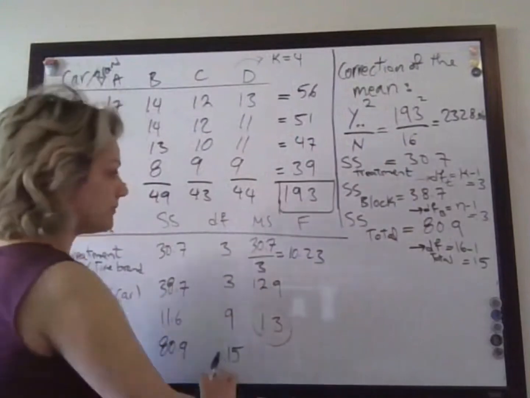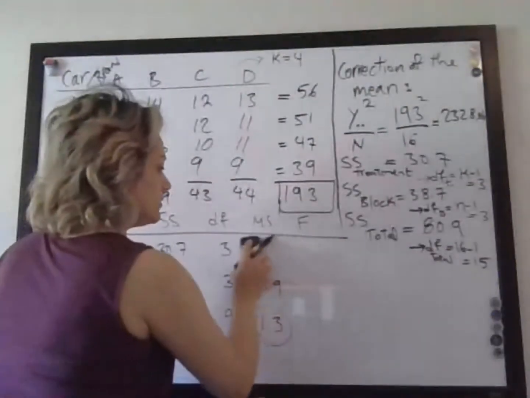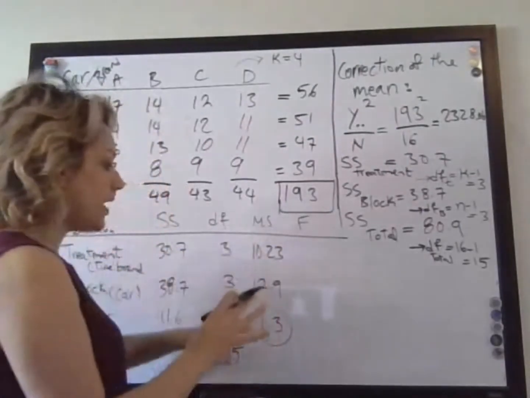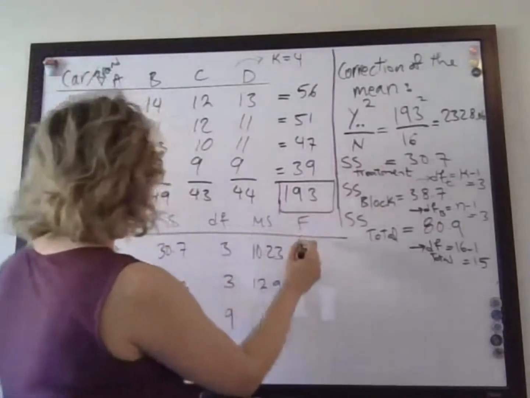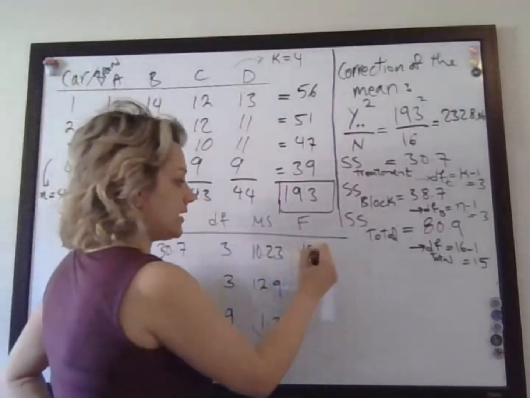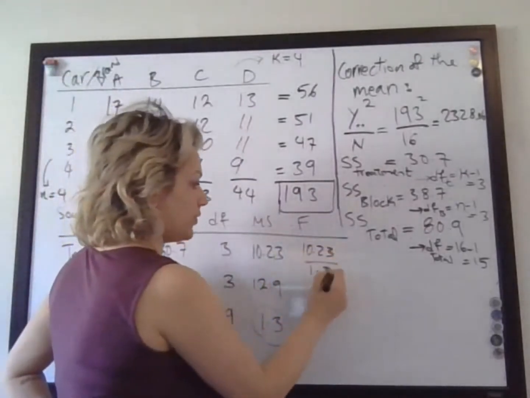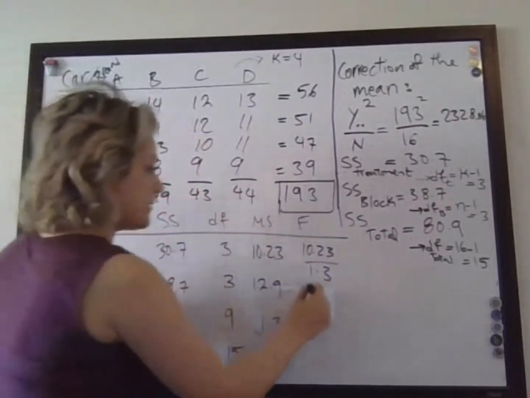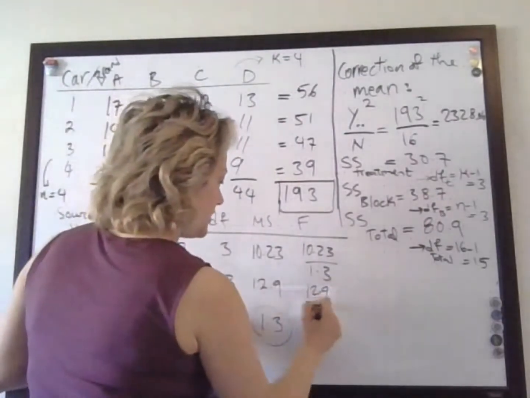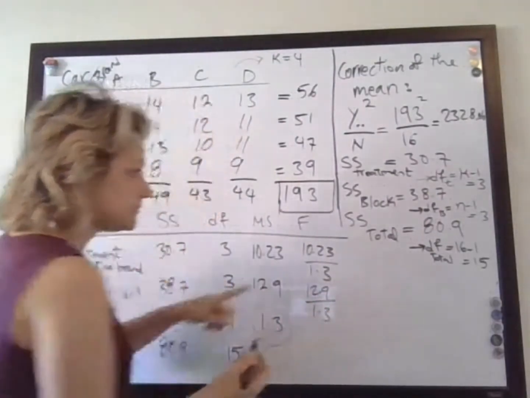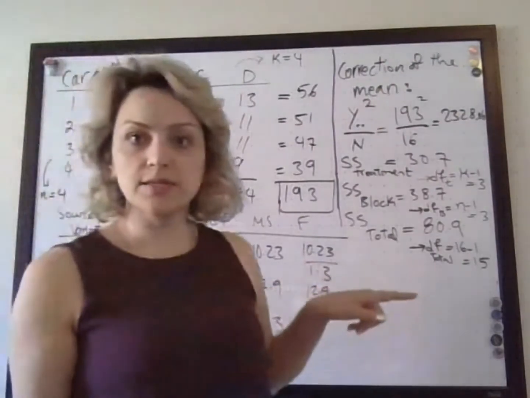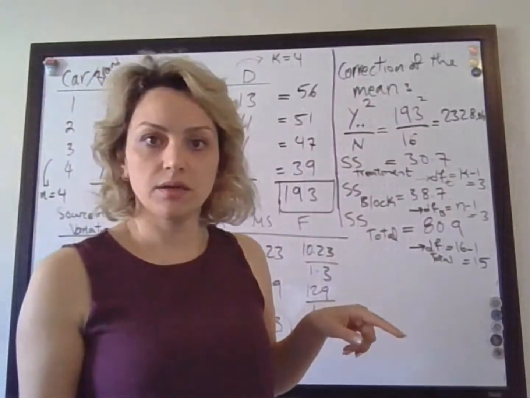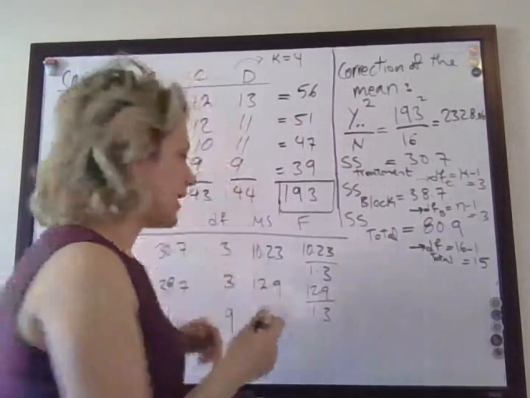I will write down 10.23 under this, like I would fit it in this column. So what's going to happen for F observed of the treatment? I would say 10.23 divided by 1.3. For F observed of the block, I would say 12.9 divided by 1.3. So here, when we do this, the final answer is going to be 7.8.